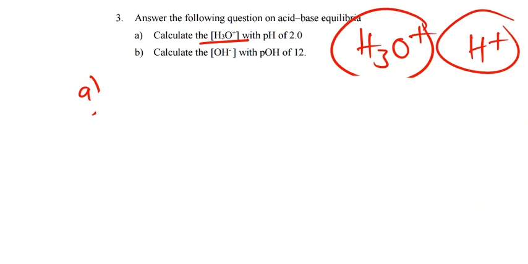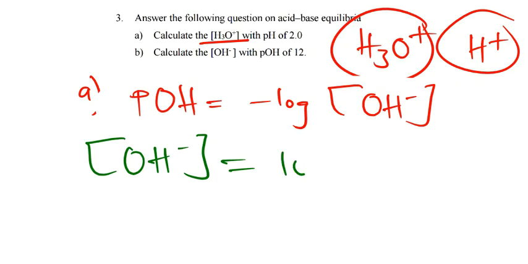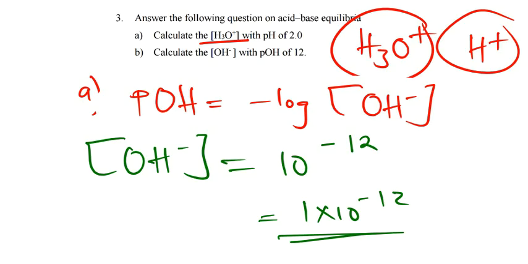The same question comes back. Pause the video and do the one for the pOH. So pOH is equal to negative log of the hydroxide ion concentration, and then you make hydroxide ion concentration the subject of the formula. It just becomes 10 to the power negative pOH, which is 12. So that's 1 times 10 to the power negative 12, right? We're just adding a 1 in front. Okay, of course this is concentration, very important.